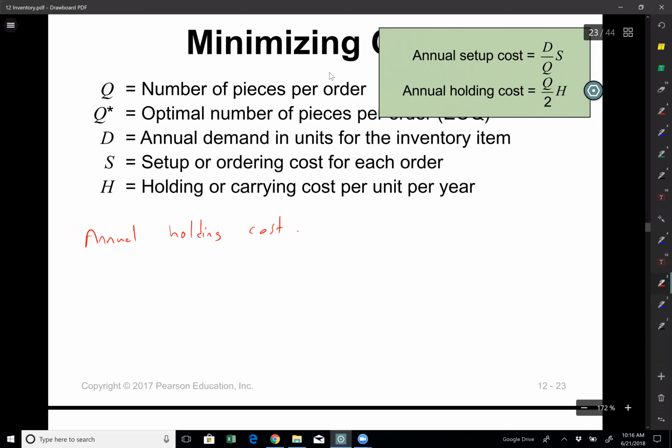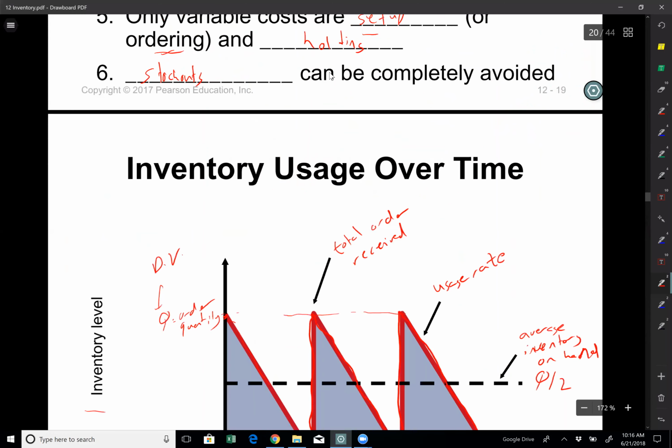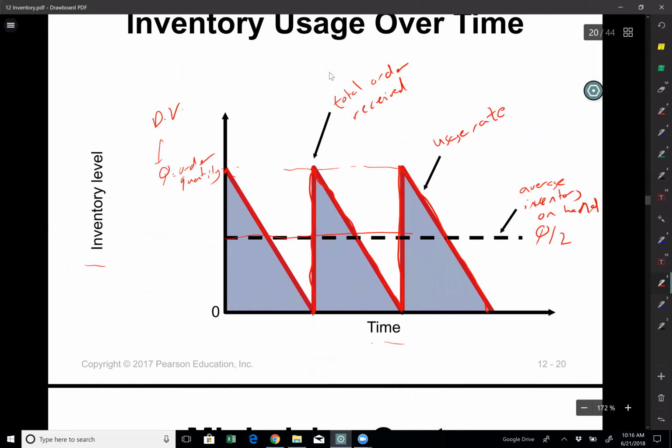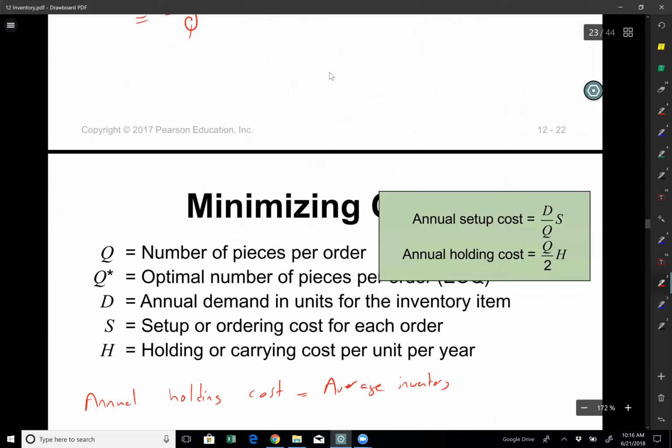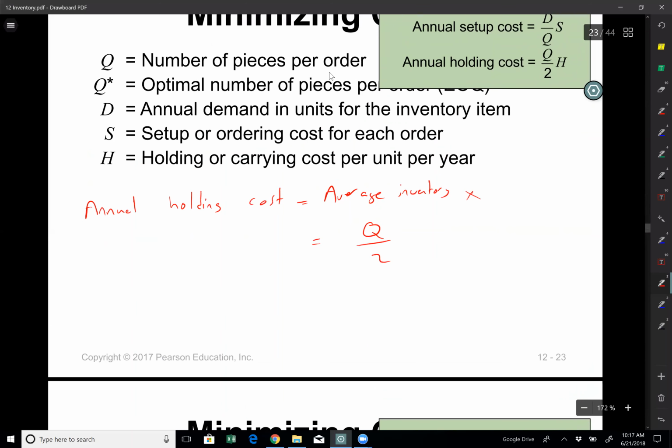So I need to first figure out what's my average inventory. And this is quite easy because my average inventory, if you look at this graph right here, which is in the middle of Q and 0, since it's a linear line, is Q over 2. Times, I need to multiply that value by holding cost per year, which is H. That would give me my holding cost, annual holding cost.